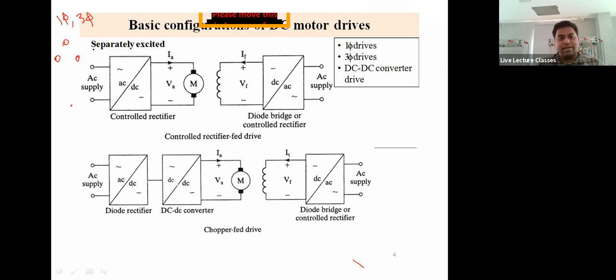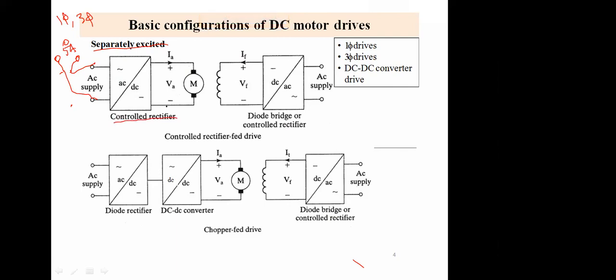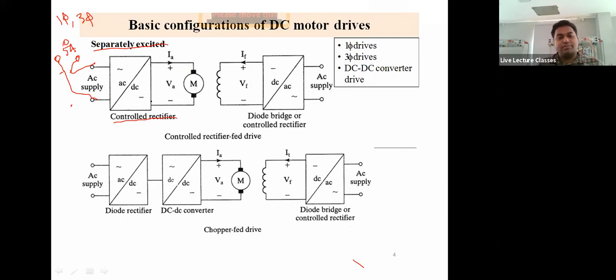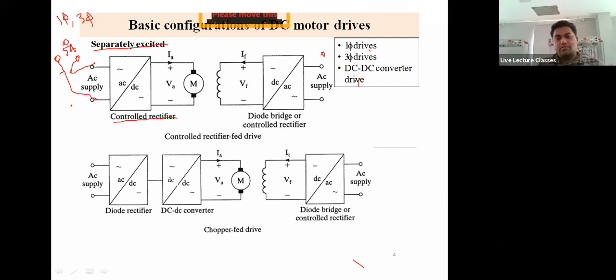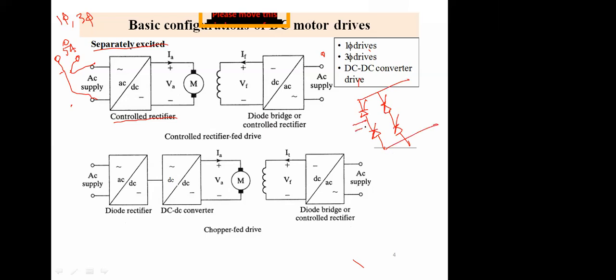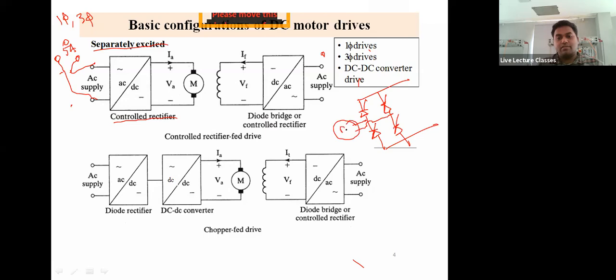One configuration is that for a separately excited machine, you take out this supply and put it into a controlled rectifier. Do you remember the controlled rectifier? What a controlled rectifier is? Let me draw it again. Thyristor based rectifier, not cycloconverter, rectifier.